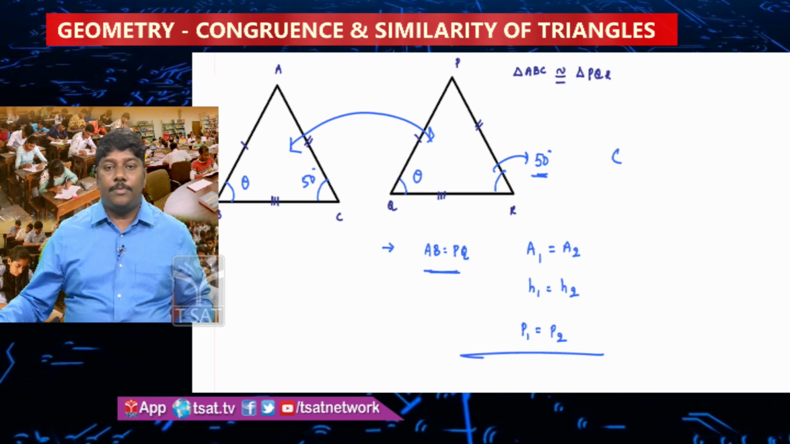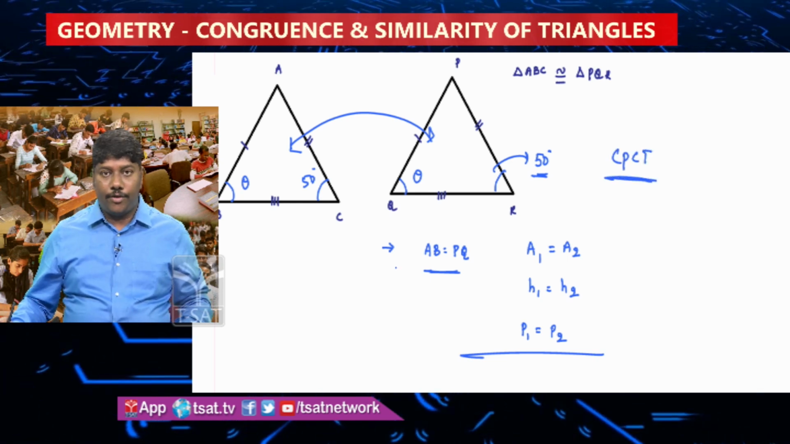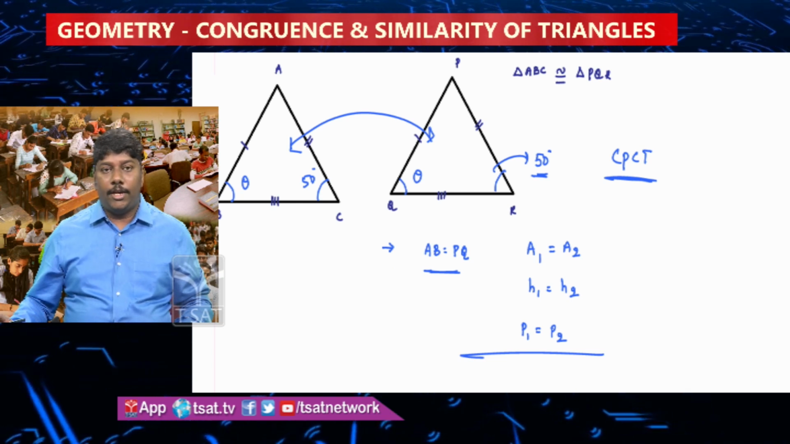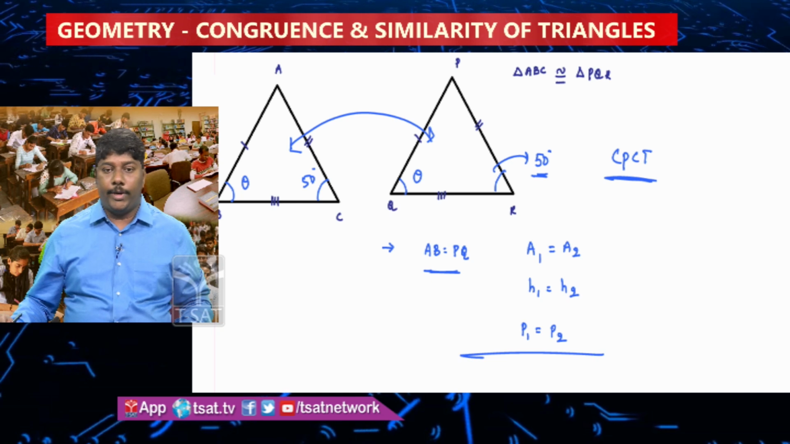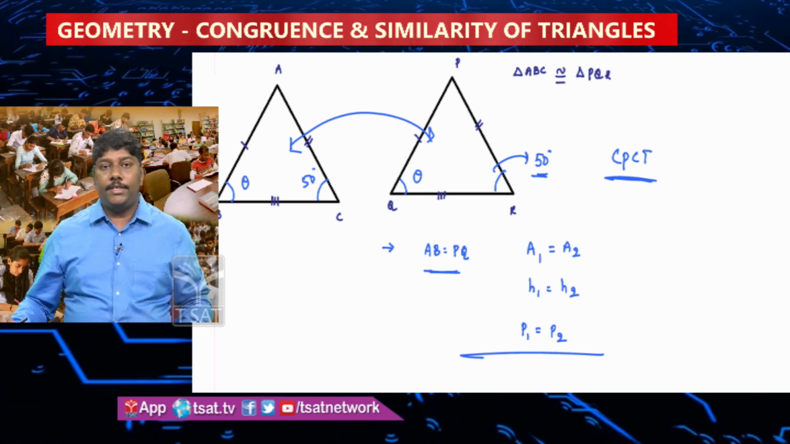By using CPCT. What do you mean by CPCT? Corresponding parts of congruent triangles. So you can find out the unknown angles when you know that the triangles are congruent. So mostly we use congruent triangles in proving something.